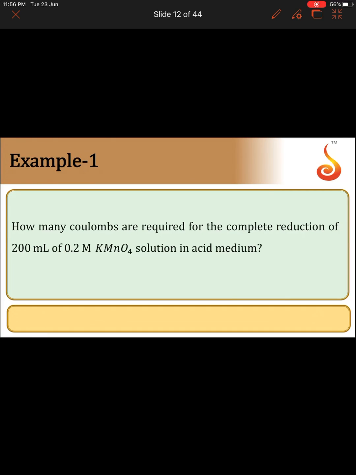How many coulombs are required for the complete reduction of 200 ml of 0.2 molar KMnO4 solution in acid medium? First of all, by using molarity and volume, we'll calculate the number of moles of KMnO4.